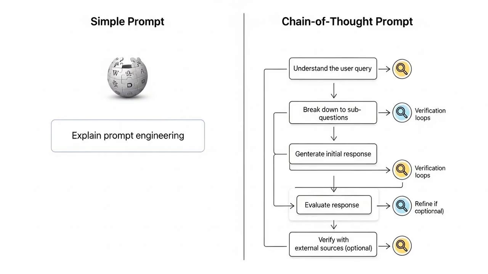Taking that even further is chain of verification. Here, the AI generates an answer. Then you prompt it to create a list of verification questions about its own answer. Then it answers those questions, and finally it refines its original response. It's forcing the AI to double-check itself.